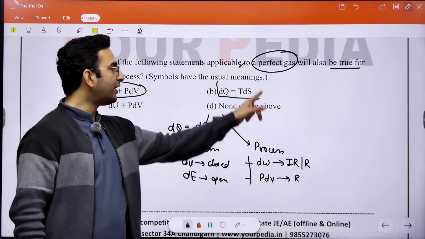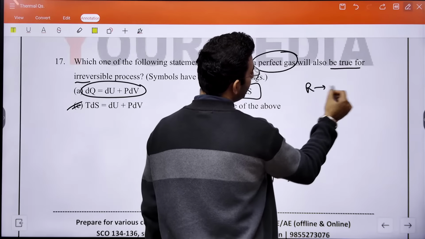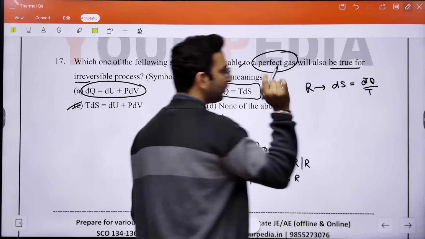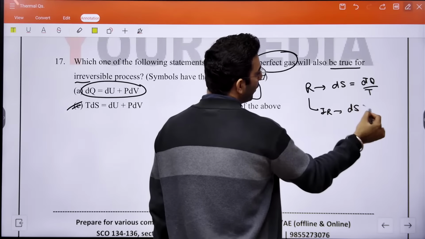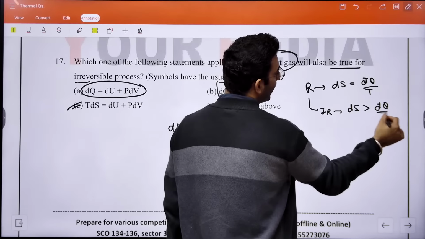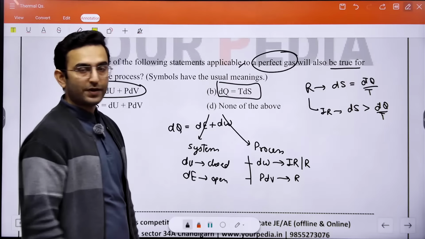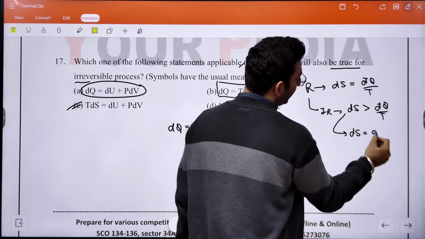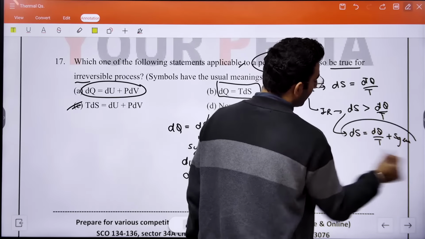dq equal to tds, that is a wrong case, because for the reversible process ds is going to be equivalent to dq by t. That you have to remember. For the irreversible processes, ds is going to be more than dq by t here. That you have to remember here. Okay, now that is why we include an entropy generation term here. Okay, remember this condition also.